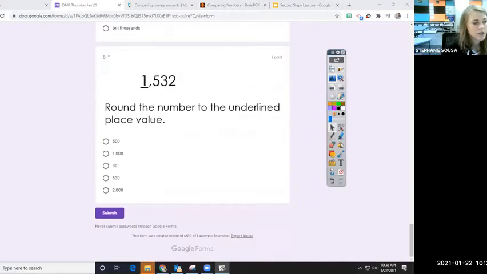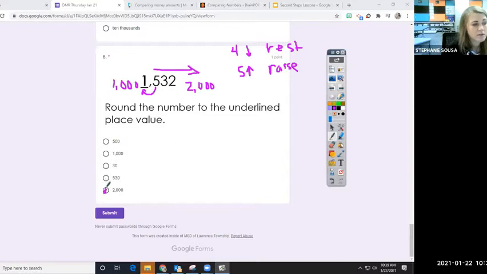Alrighty, let's take a look at our next one. Round the underlined number to its place value. We're rounding to the thousands. 1,532 is between 1,000 and the next thousand after that is 2,000. We have a 5 in the hundreds place telling it what to do. 4 or less, you give it a rest. 5 or more, which is what we have, you raise the score. So this is going to move forward or up to 2,000. Okay, that 5 tells it to move forward. Questions on that?